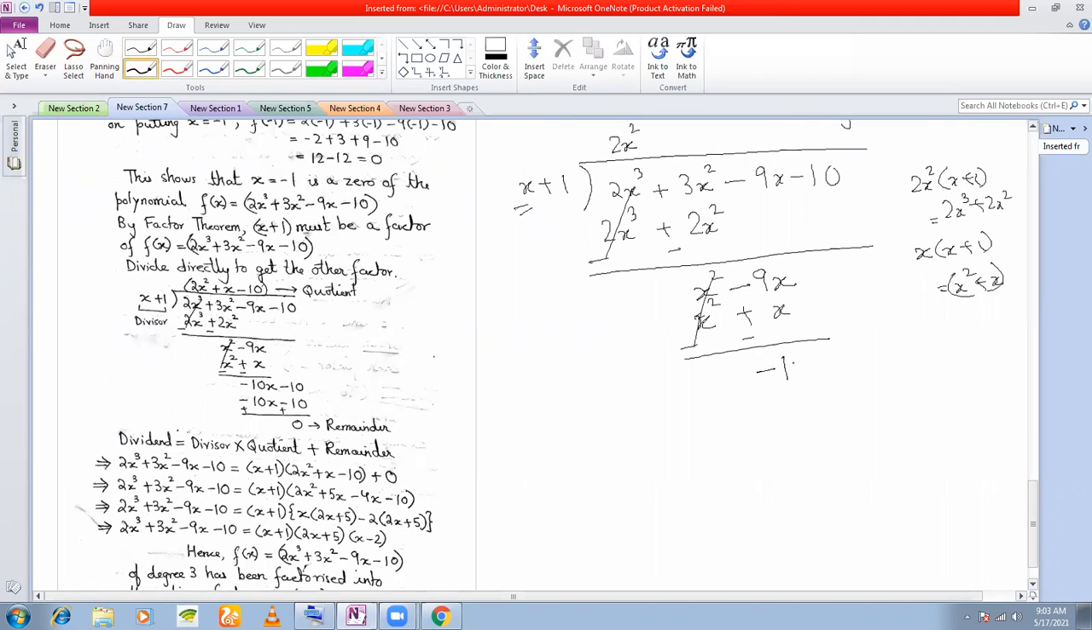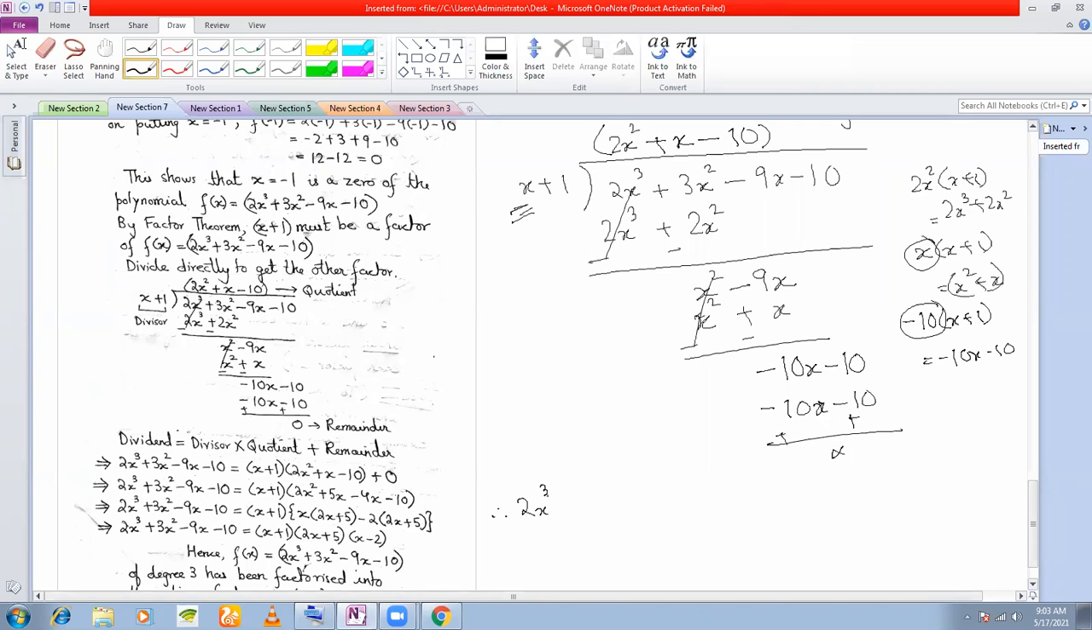And now you have minus 10x minus 10. Here you have minus 10x, that means you need to multiply x plus 1 by minus 10. You get minus 10x minus 10. And you write whatever you have multiplied by. In the second step, we had multiplied by x, so you write a plus x. Here I had multiplied by minus 10, so you write a minus 10. And subtract. Get 0. Remainder is 0.